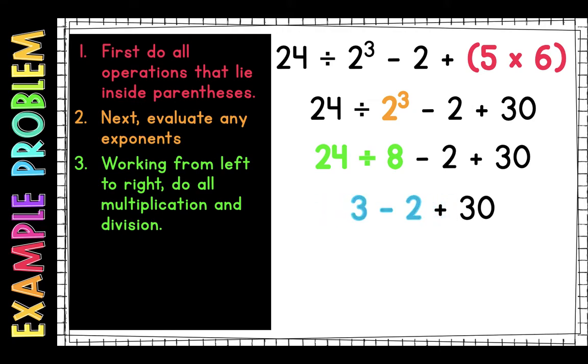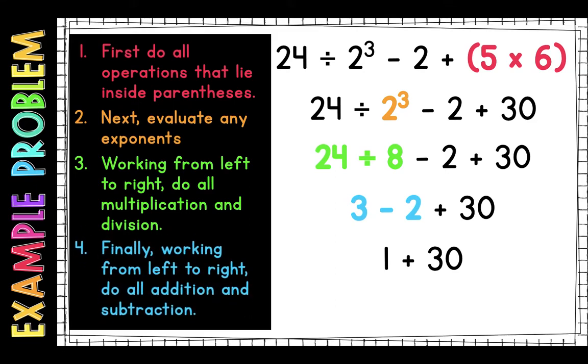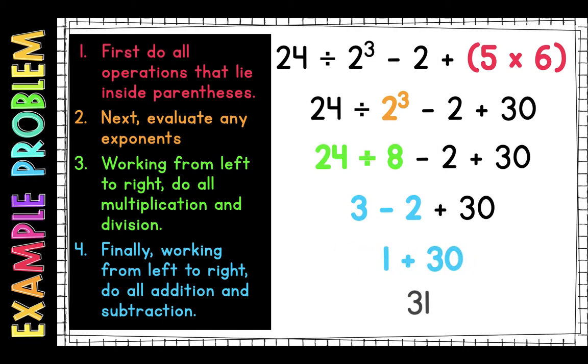Finally, I need to do any subtraction or addition working left to right. When I start on the left and scan, the first subtraction that I see is 3 minus 2, so I'm going to start there, and that'll become 1 plus 30. Now we just need to do the addition that's left, and I know that 30 plus 1 is 31, and that will give us our final answer.